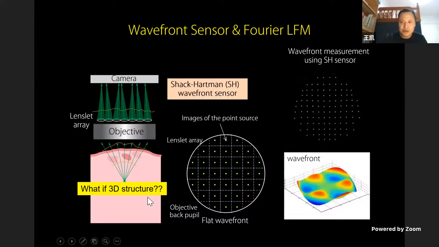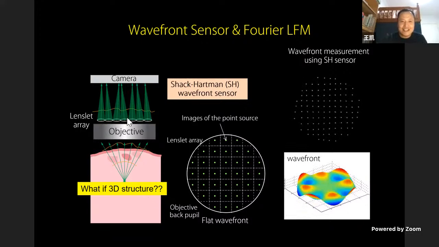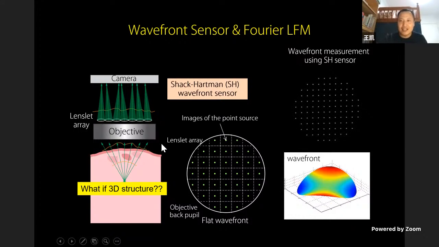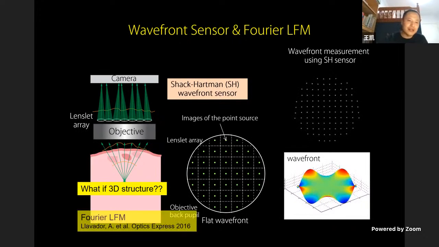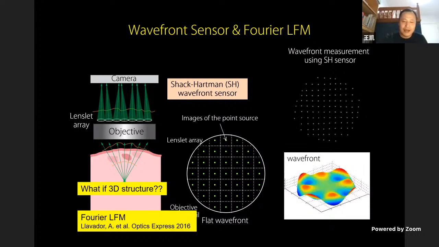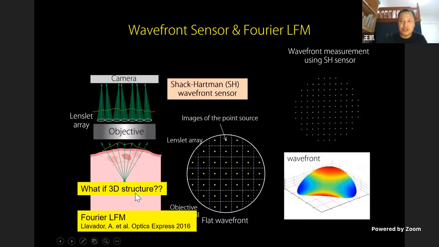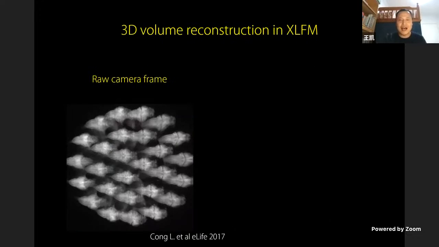Actually, after asking this question, we realized that this Shack-Hartmann wavefront sensor can do three-dimensional volume reconstruction, which was also realized later by another group, that this so-called Shack-Hartmann wavefront sensor can be termed Fourier light field microscopy. So how does it work?